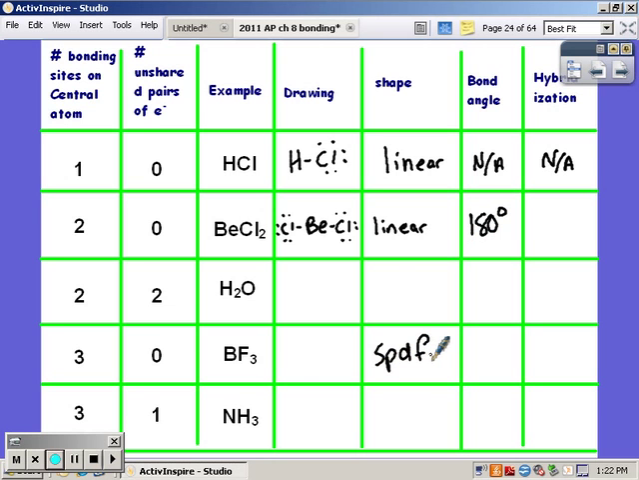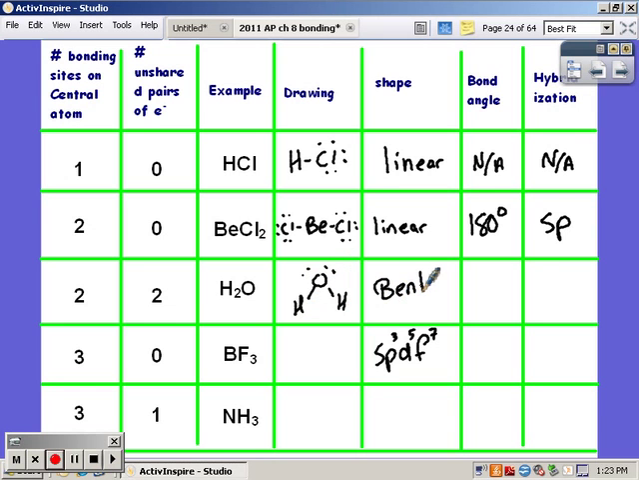Hybridization: you need to remember that we have s, p, d, and f orbitals. S has 1 orbital, p has 3 orbitals, d has 5, and f has 7. So you're just going to start counting s and then p. You can count up to 3 p's.